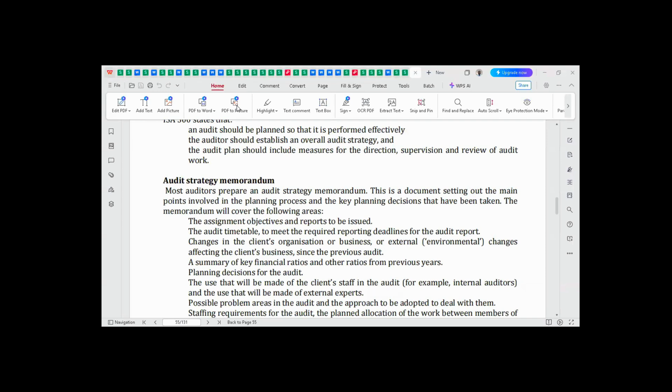Someone is asking a question. If there is a change in an audit firm, how can you get the previous memorandum to see if there is a change? Okay, I'll answer your question. Don't worry. Your question is valid. I'll get there. Don't worry.